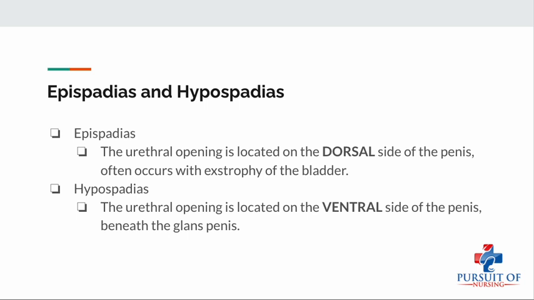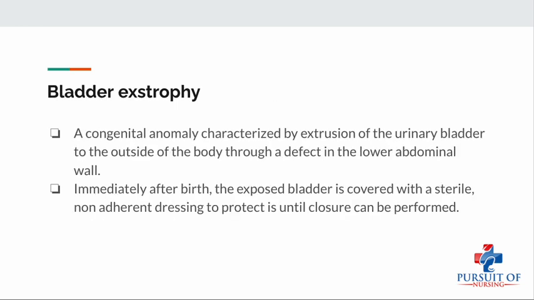So in male children with epispadias or hypospadias, circumcision may not be performed. Surgery may not be performed early in life. Surgery may be performed at 6 to 12 months of age because they may want to use the foreskin for reconstruction. And then bladder exstrophy.